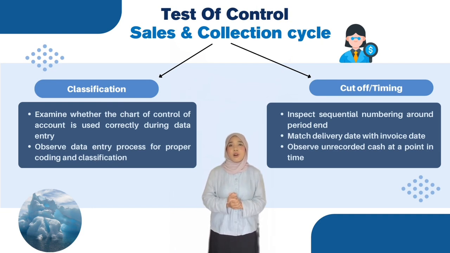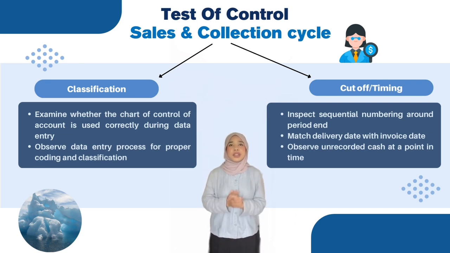Finally, cut-off or timing assertion, which ensures transactions are recorded in the correct accounting periods. The tests of control include inspecting the sequential numbering of invoices or shipping documents around the period end. This allows the auditor to identify whether any invoices were recorded in the wrong periods.